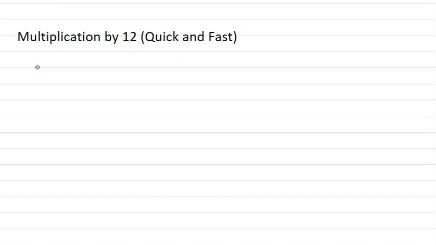In continuation to the last video, we are going to talk about how to multiply a number quickly by 12, 112, 1112. What I basically mean is numbers like 12, 112, 1112, and so on. So let us start directly.